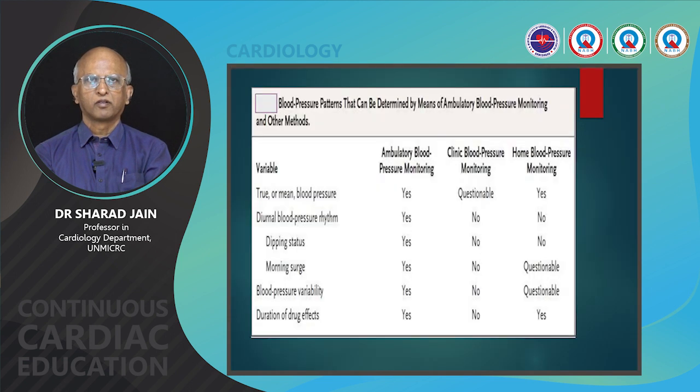So, the advantage of ABPM is that you can have the true or the mean blood pressure, and you can see the diurnal blood pressure rhythms, the dipping status of the person, morning surge, blood pressure variability, duration of drug effects, which cannot be seen in clinical blood pressure monitoring, and many things are questionable in home blood pressure monitoring.